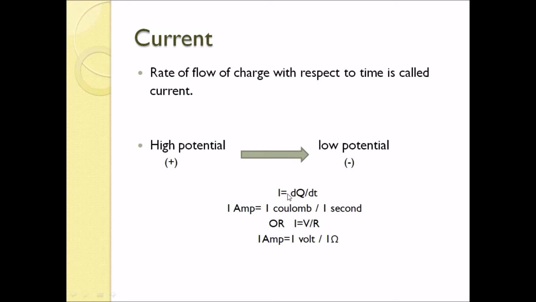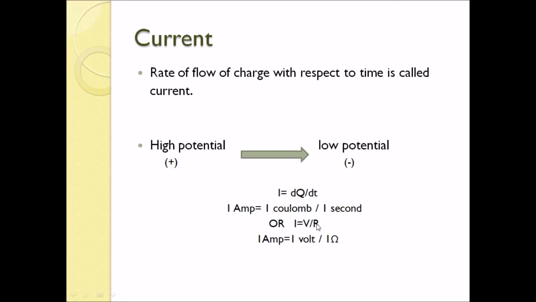If 1 coulomb of charge flows through a conductor in 1 second, then the total amount of current flowing through the conductor is labeled as 1 ampere. So ampere is the unit for measurement of electric current. In other words, we can also reframe this mathematical relationship as I equals V by R. This law is called Ohm's law, and we will discuss it in later classes.